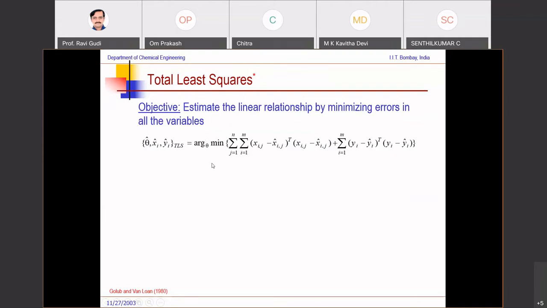Okay, what this says is the error between the estimate, which is assumed to be the true value, and Xij, which is the measured value. You want to essentially minimize these errors and estimate the parameters theta and X.